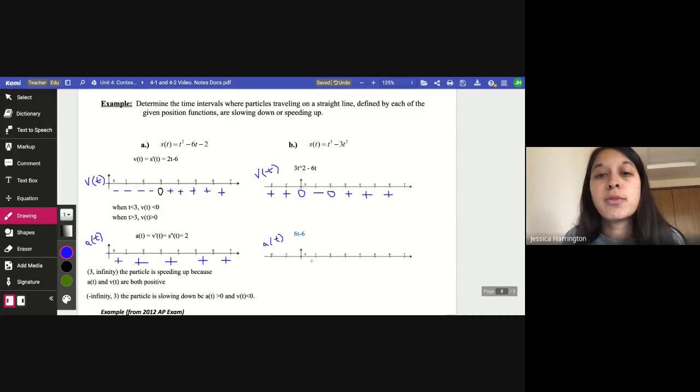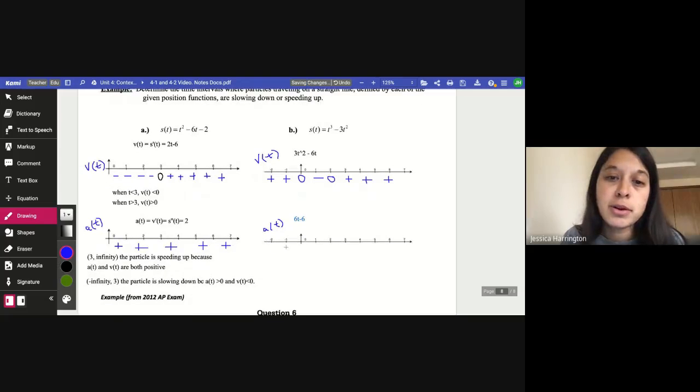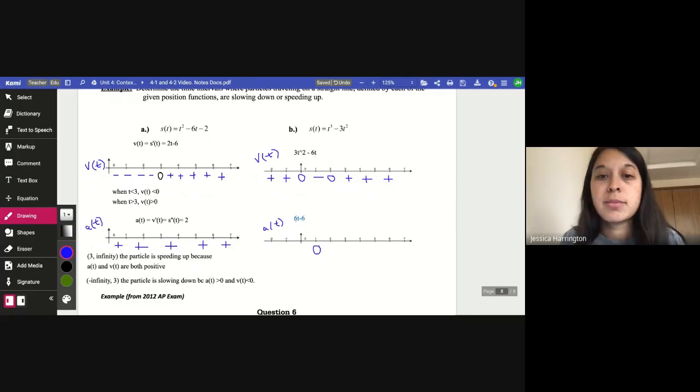Okay, now let's do the same for acceleration. Let's find out where this thing is 0. So 6t equals 6. So acceleration is 0 when the time is 1. So let's pick a number left of 1. Let's pick 0. 6 times 0 is 0. Minus 6 is negative. So this is negative. Now what if I plug in 2? 6 times 2 is 12. 12 minus 6 gives me a positive number.